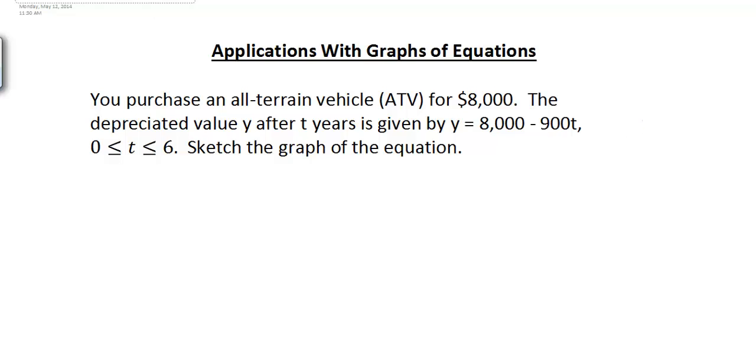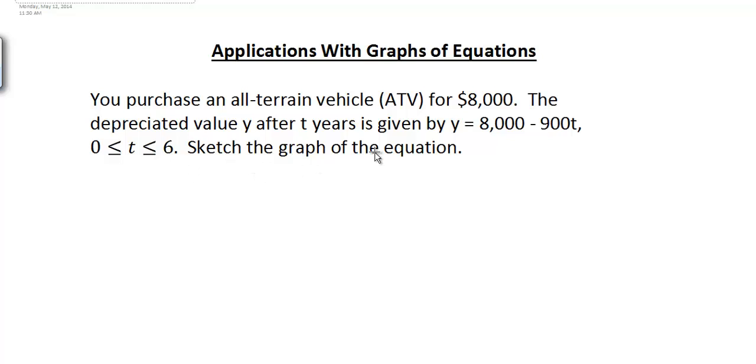All right, here in this video, we want to look at an application dealing with our equation. And the example we have here is you purchase an all-terrain vehicle for $8,000. The depreciated value, y, after t years is given by the equation y equals 8,000 minus 900t, where t is between 0 and 6. 0 is less than or equal to t is less than or equal to 6, so that tells us t, the time, is between 0 years and 6 years.